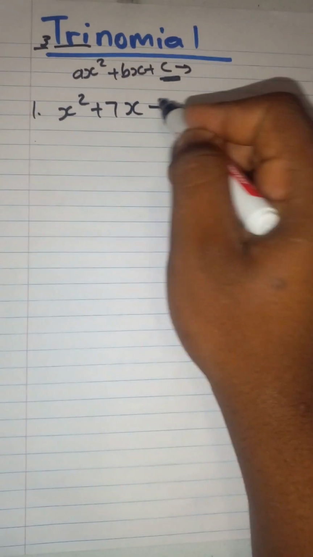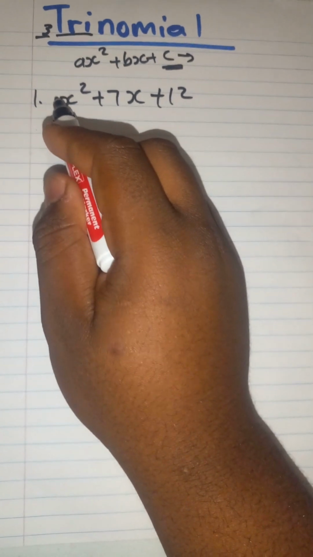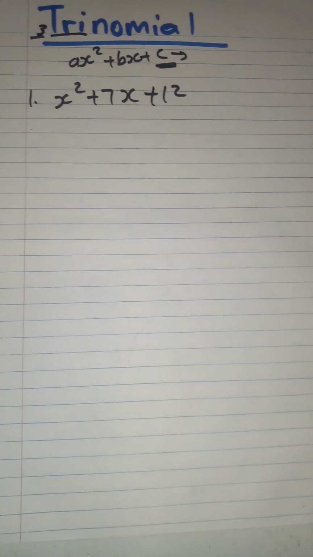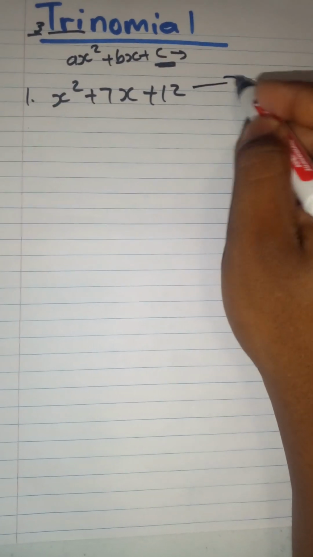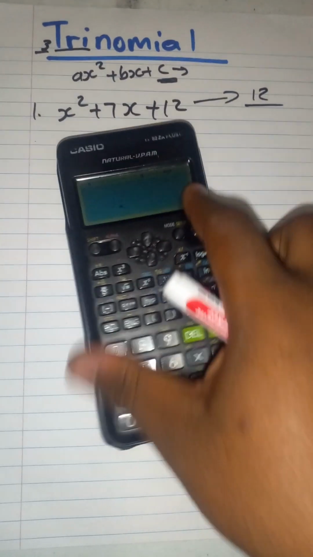Let's start with the first example: x squared plus 7x plus 12. When you have something like this, the first thing to do is check the first term and make sure the coefficient is 1. As you can see, it is 1 because it is x squared. Then check the last term, which is 12, and find the factors of 12.